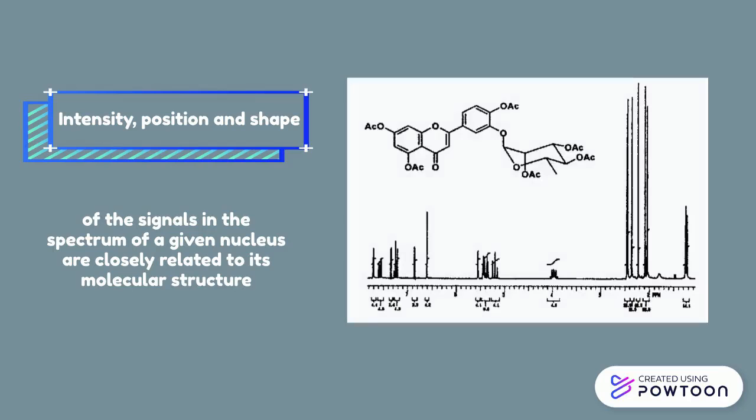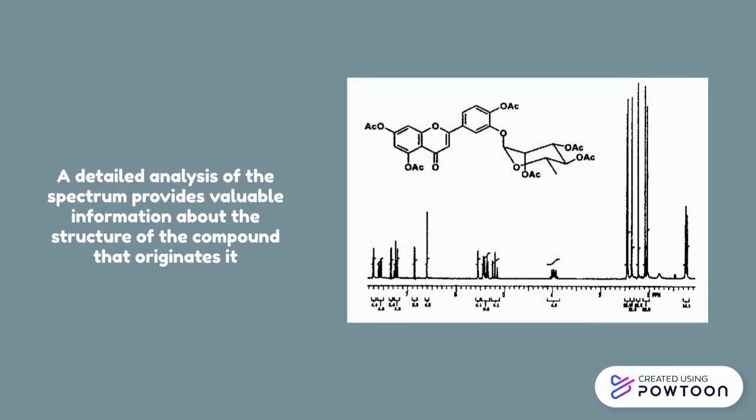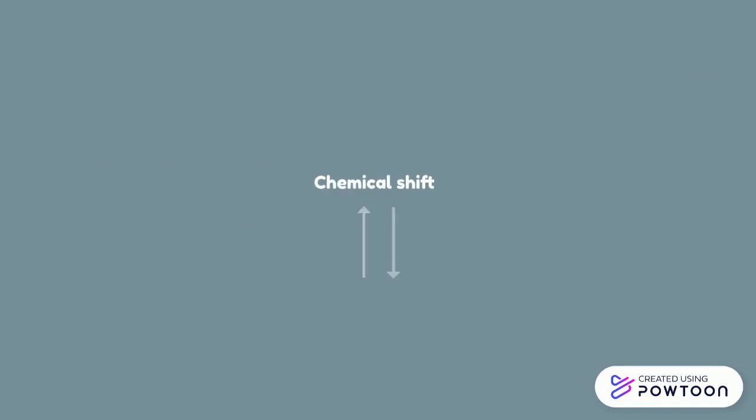The intensity, position, and shape of the signals in the spectrum of a given nucleus are closely related to its molecular structure. A detailed analysis of the spectrum provides valuable information about the structure of the compound that originates it. An NMR spectrum contains information about the chemical shift, that is, the spectra of a compound can show several absorption bands corresponding to a particular nucleus.